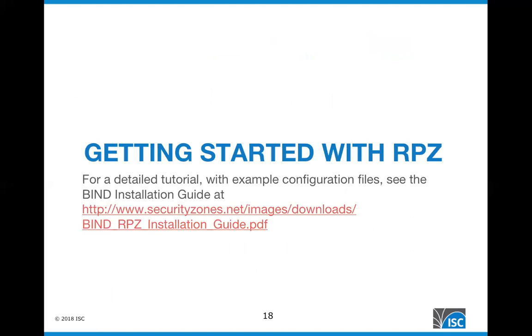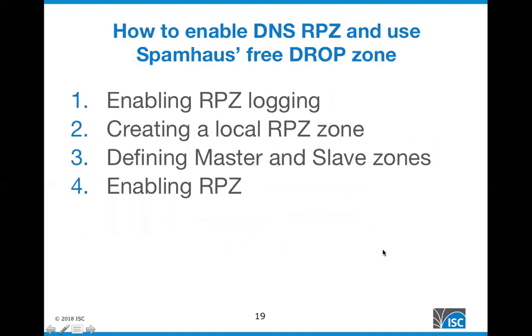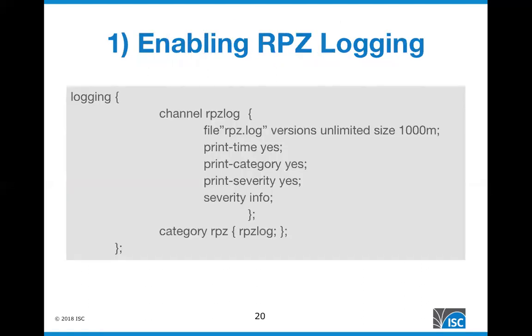We're going to talk about getting started with RPZ, with response policy zones. We're talking about here just enabling RPZ for use of Spamhaus' free drop zone. You can add in your own zones as needed from other locations or other providers, or anything that you're able to get. Just make sure that anything that you're going to be putting into your configuration is good data that you tested out. So we're going to be looking at enabling logging, creating your local zone, defining your master and slave zones, and finally enabling RPZ. So the very first thing that we're going to talk about here is just enabling logging.